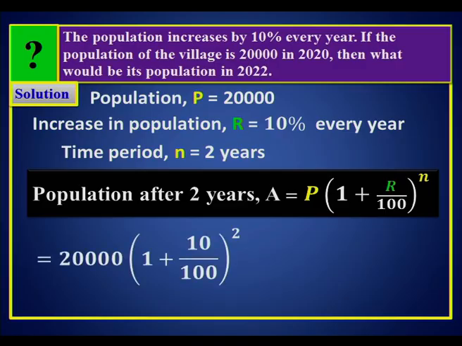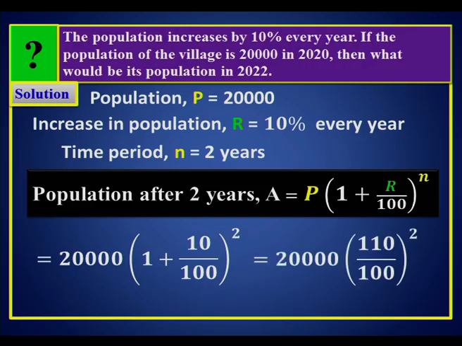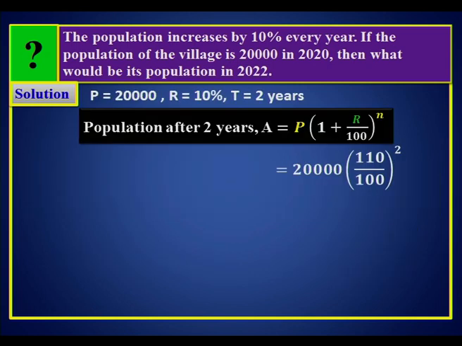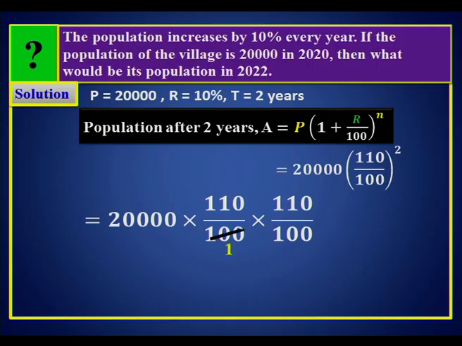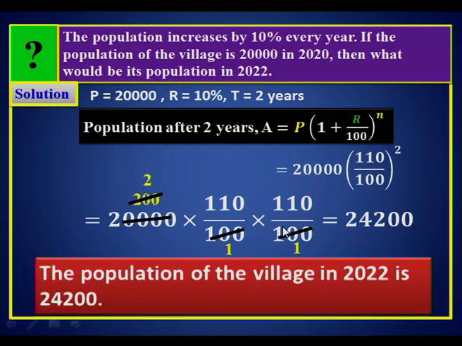So, what do you get, children? 20,000 into 1 plus 10 by 100 whole square, because n value is 2. On taking LCM, we get 20,000 into 110 by 100 whole square. Let us simplify this. Now, 100 one time, and in 20,000 it goes 200 times. Similarly, 100 one time here, and then it goes only 2 times. Now, on multiplying this, 2 into 110 into 110, we get 24,200. So, we can say that the population of the village in 2022 will be 24,200.